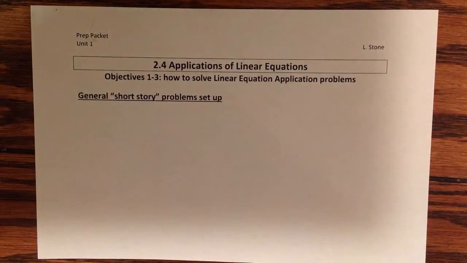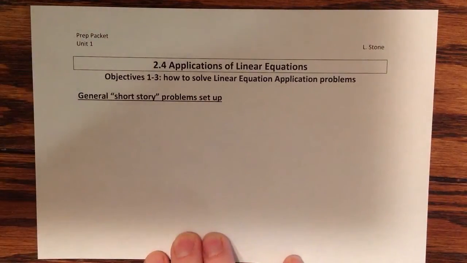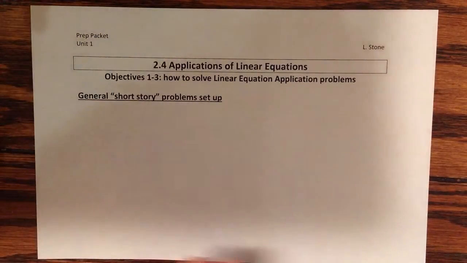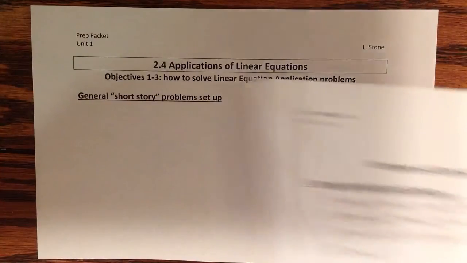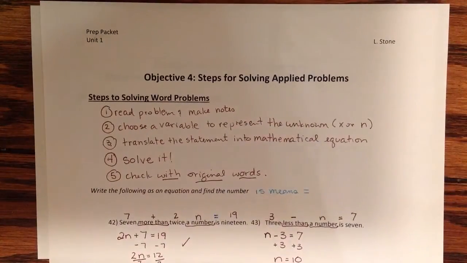In section 2.4, we're going to look at some ways that we can apply what we've been learning about linear equations to real-world situations. So first we need a strategy for how we're going to solve these short story problems. And the strategy we're going to use is the same one that we used when we were solving word problems in the previous section.